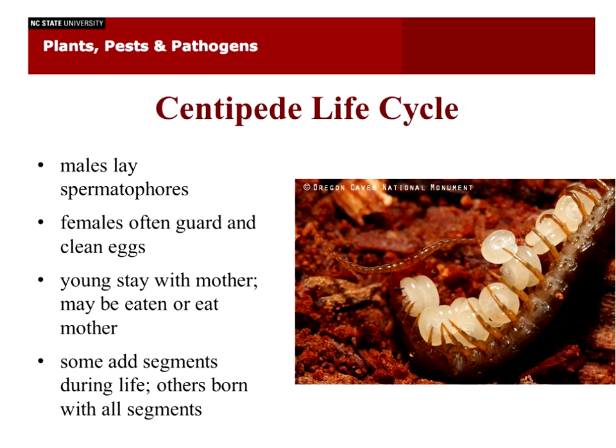Now, the young will stay with the mother. If they stay too long, they may be eaten by the mother. But there are some species where the mother will die and get eaten by the babies to give them their first kind of meal. So it can go either way. Now, there's two different methods of growth in centipedes. Some will add segments during their life. They'll start out with few segments and then gain them as they grow older until they reach sexual maturity. Others are born with all the segments they're ever going to have. So those are the two ways they grow.